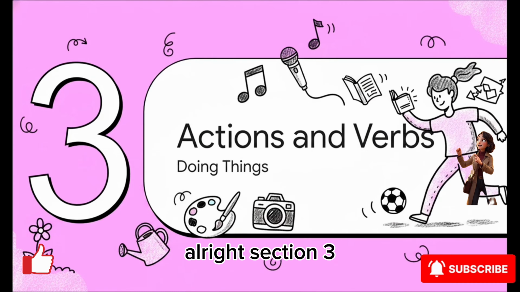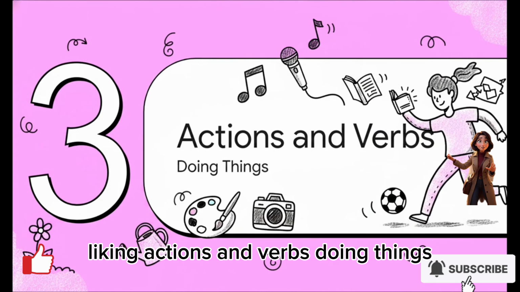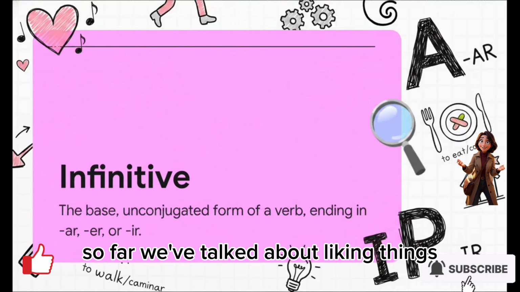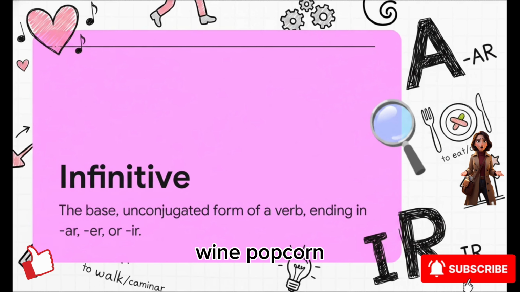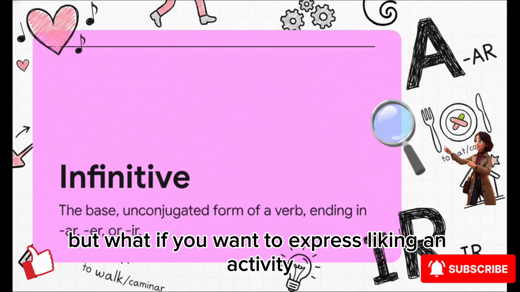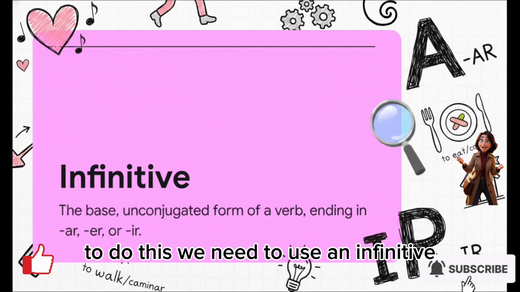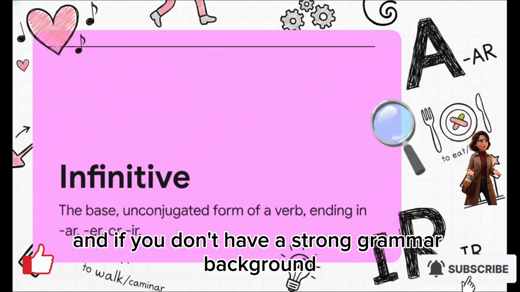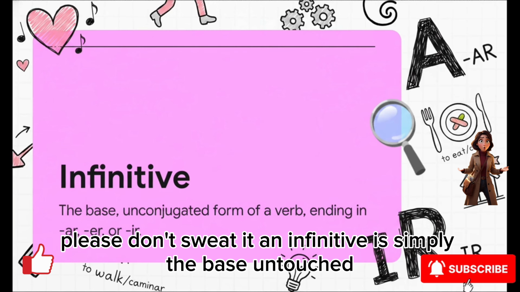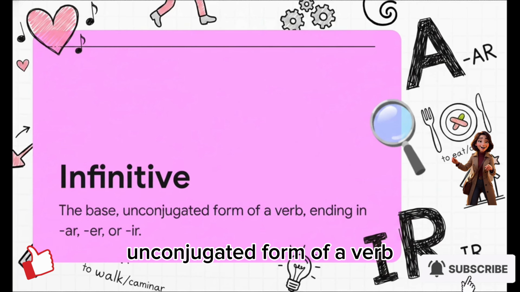All right, section 3, liking actions and verbs, doing things. So far, we've talked about liking things: trees, wine, popcorn. But what if you want to express liking an activity? What if you like doing things? To do this, we need to use an infinitive. And if you don't have a strong grammar background, please don't sweat it. An infinitive is simply the base, untouched, unconjugated form of a verb.